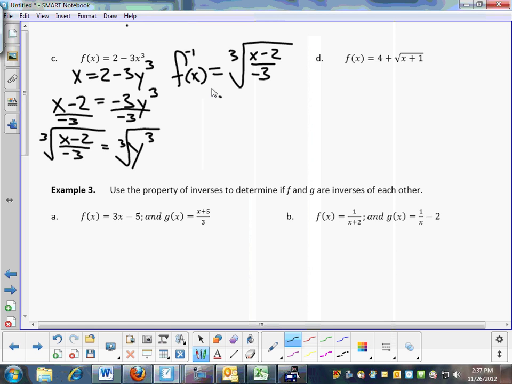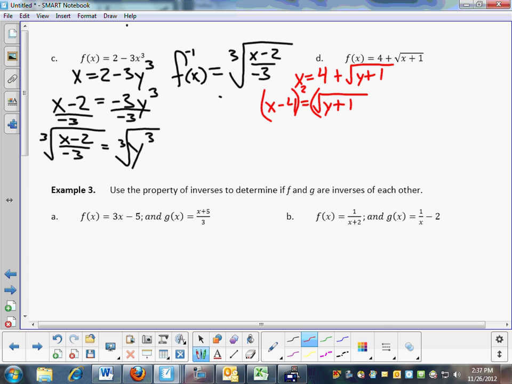We have 4 plus square root of x plus 1. I switch the values. And that's going to give me x equals 4 plus square root of y plus 1. What to do, what to do? Subtract 4. Now what? Square both sides.